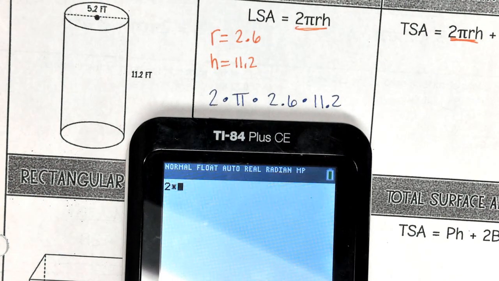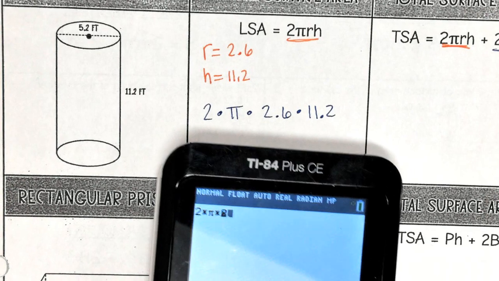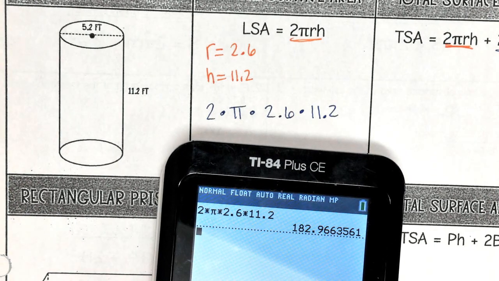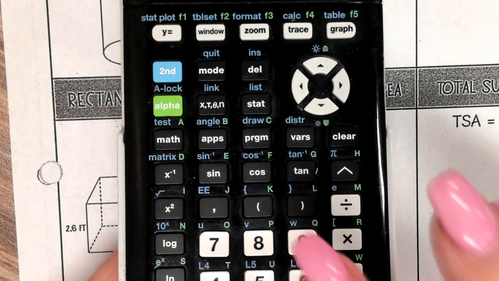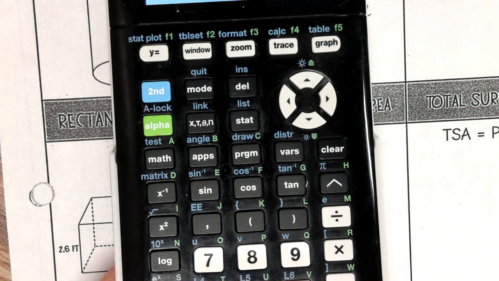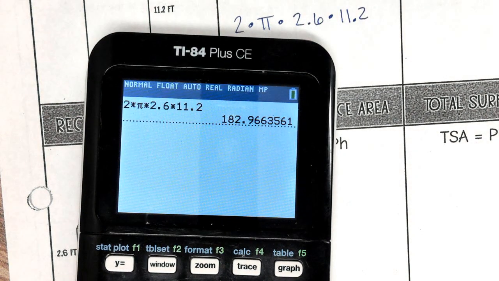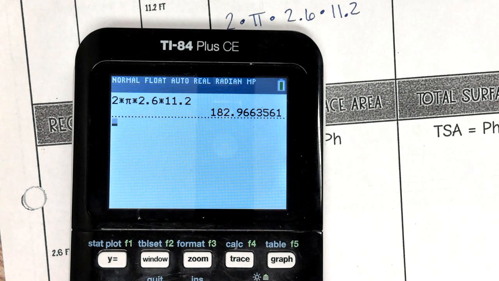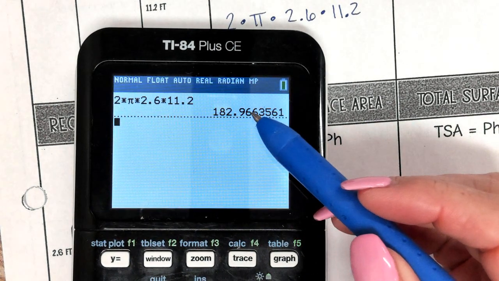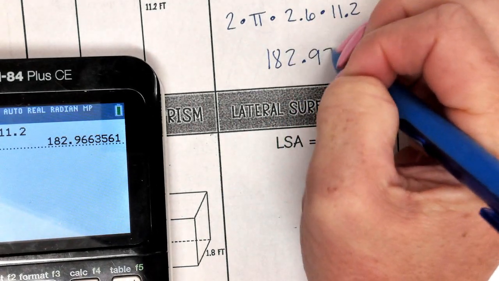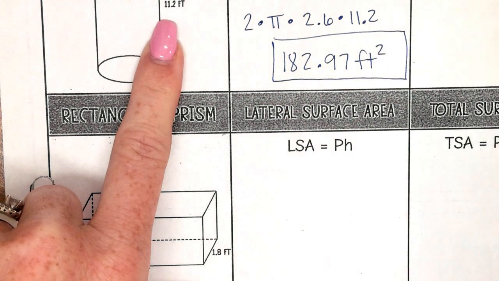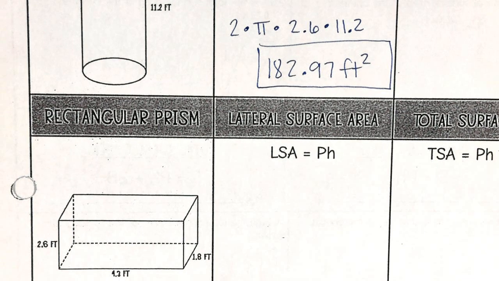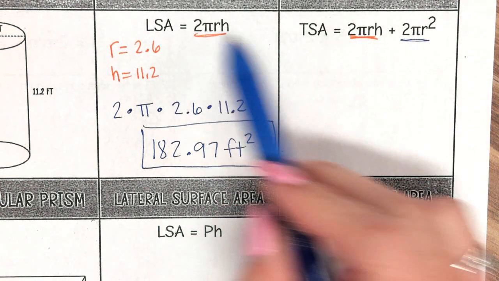So 2 times pi times 2.6 times 11.2. Oh, there's a pi button right here above caret in blue. So you have to hit second pi. You'll find it? All right, and then I'm rounding to the hundredths place. So 182.97. And it's surface area, so it's written as feet squared. Super easy, yes?